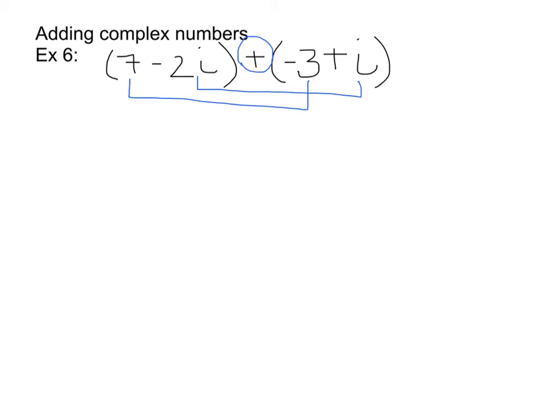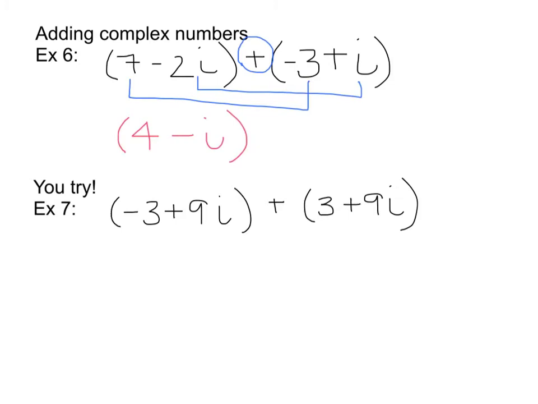So 7 plus negative 3 is going to give me 4. Negative 2i plus i is just going to give me minus i. And so when I add 7 minus 2i plus negative 3 plus i, I get 4 minus i.